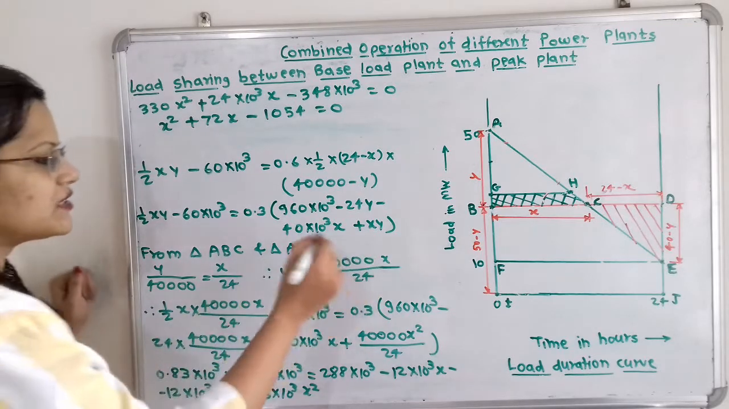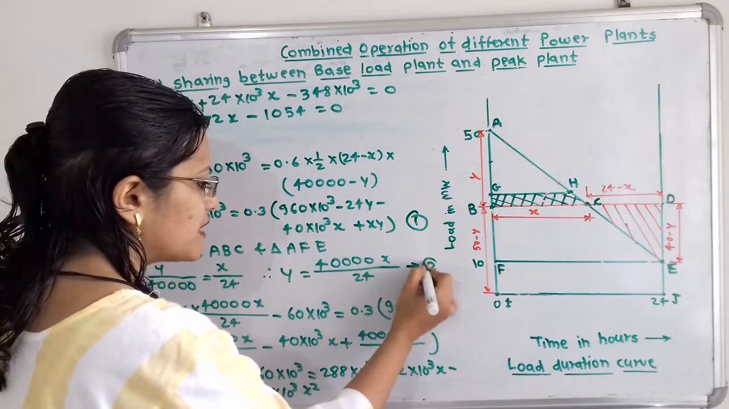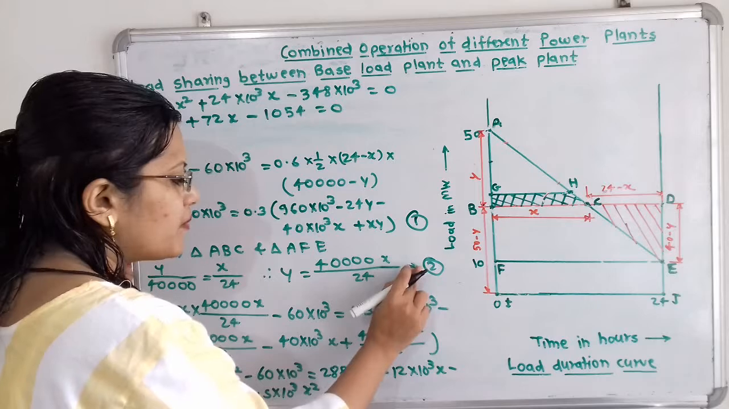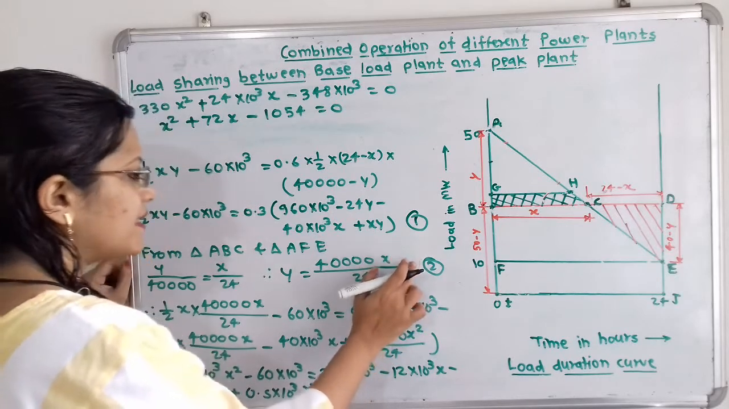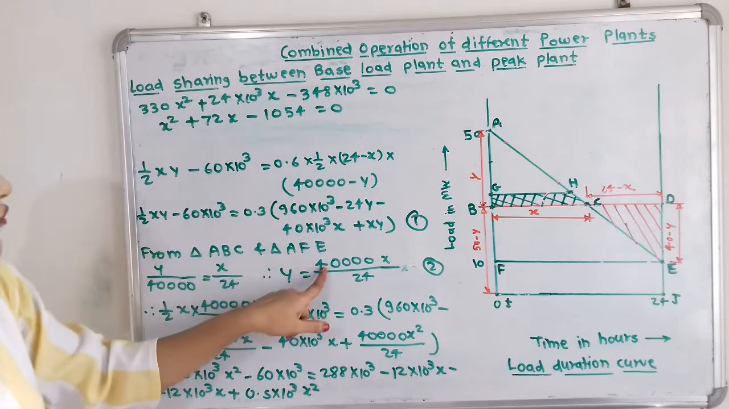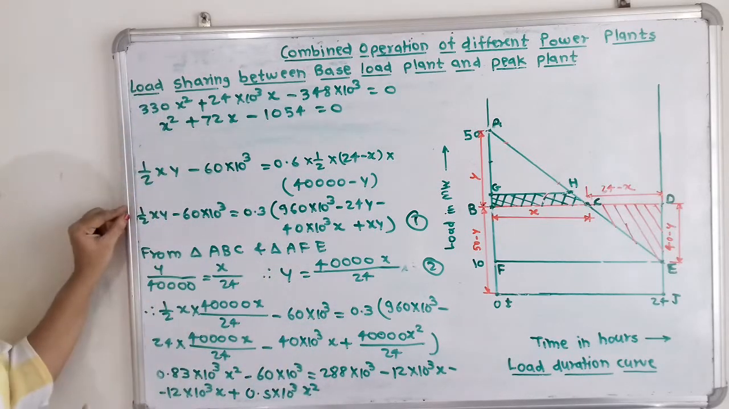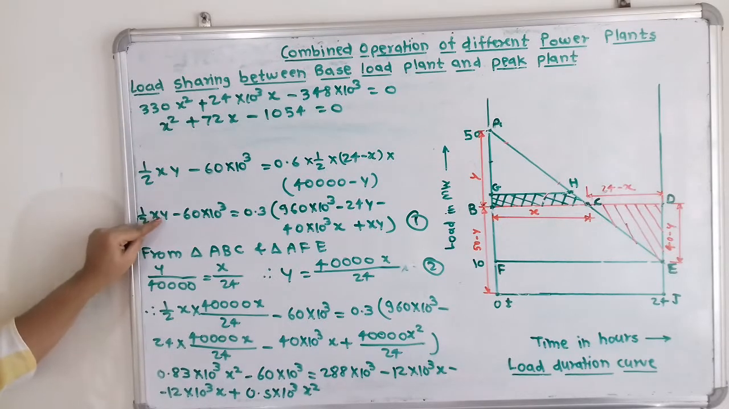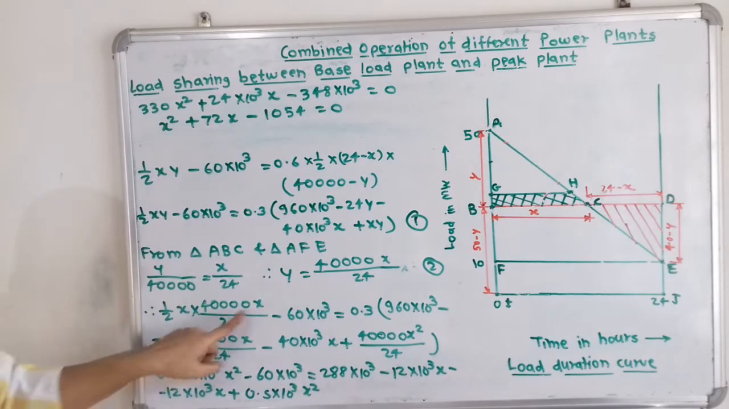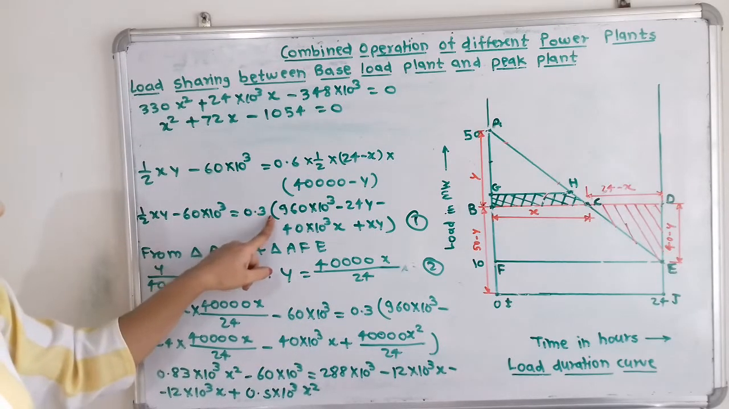Now we will put this value. I will label this as equation number 1 and this as equation number 2. We will put this value of y in equation number 1. So instead of y, we have to take 40,000 x by 24. I will rewrite this: half multiplied by x into 40,000 x by 24 minus 16 into 10 raised to 3 is equal to, now 0.3.